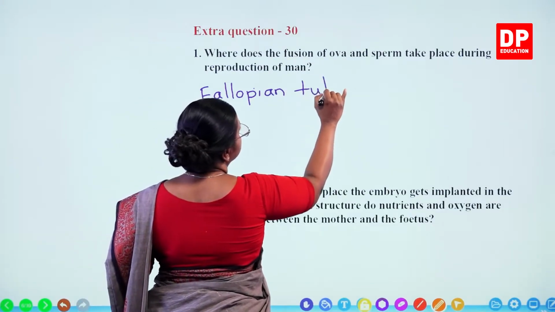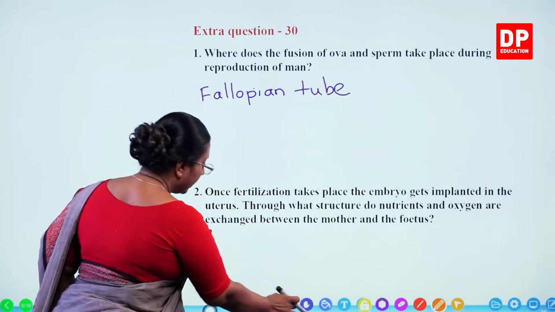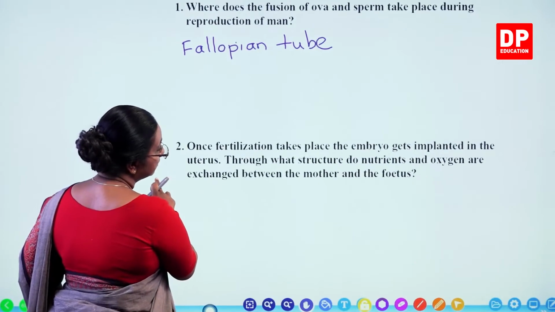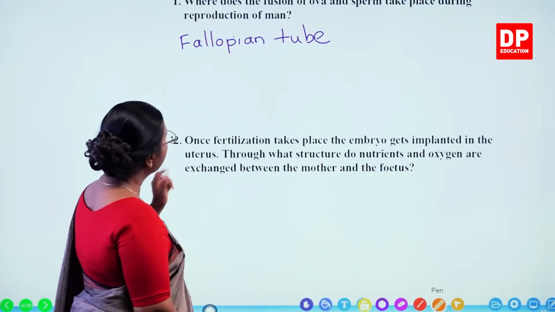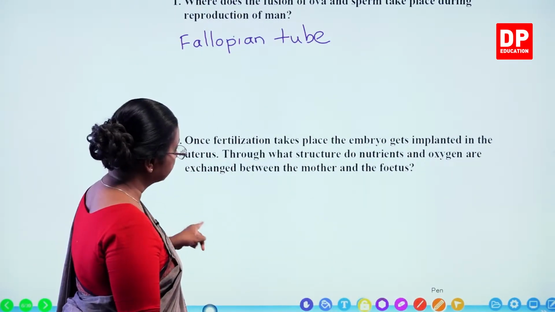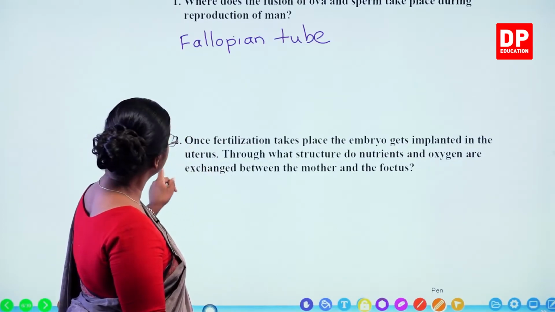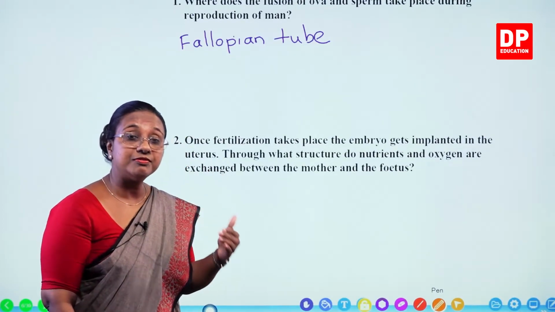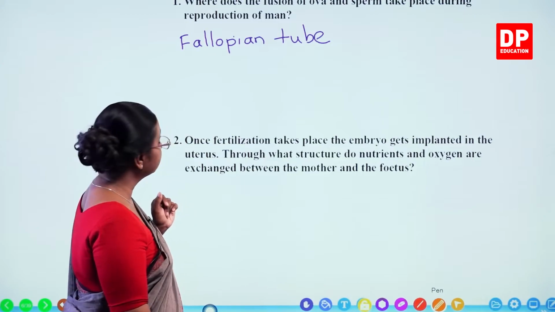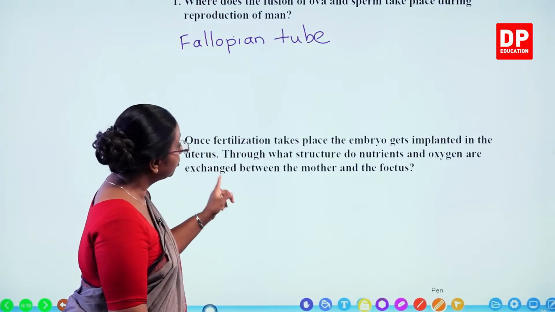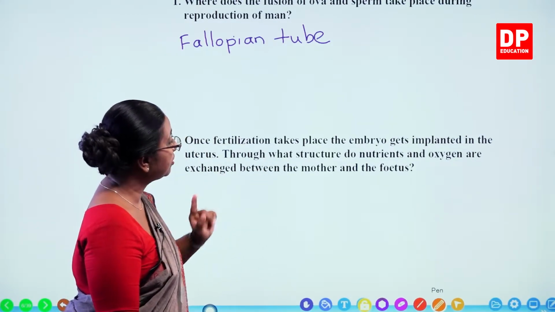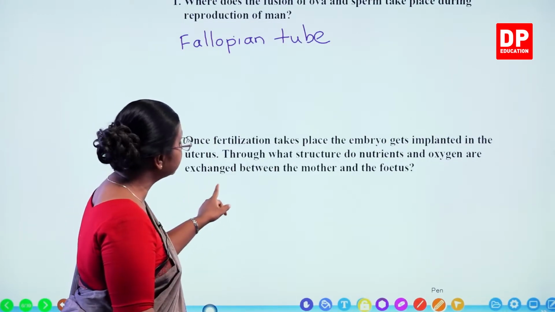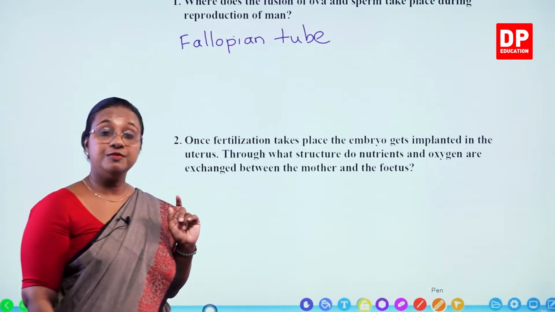Fallopian tube. Then we have the next one. Once fertilization takes place, the embryo gets implanted in the uterus. So, after fertilization, the embryo gets implanted in the uterus. Through what structure are nutrients and oxygen exchanged between the mother and the fetus?